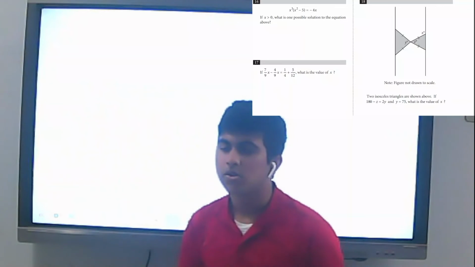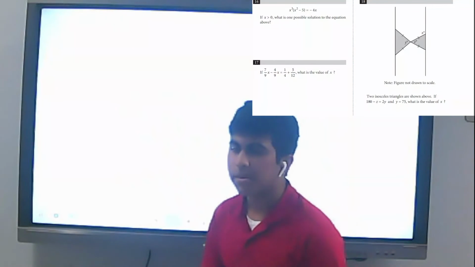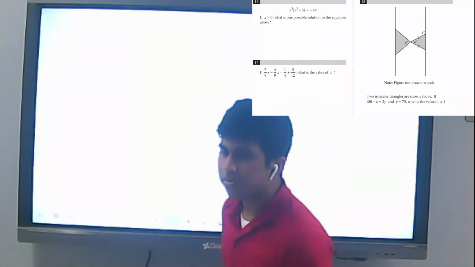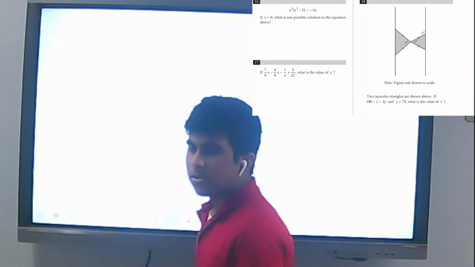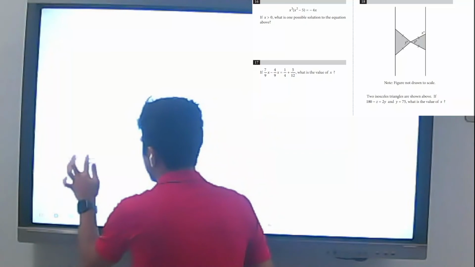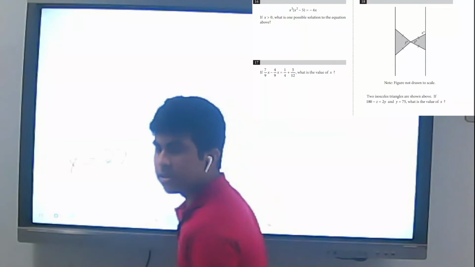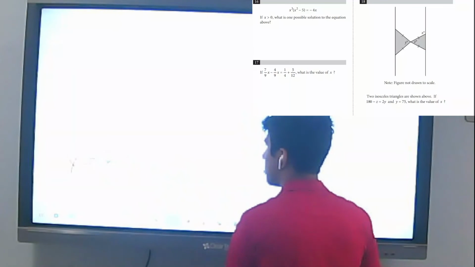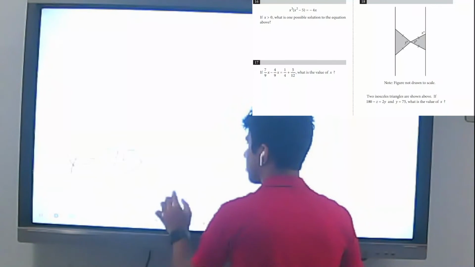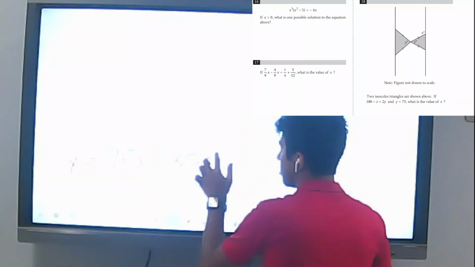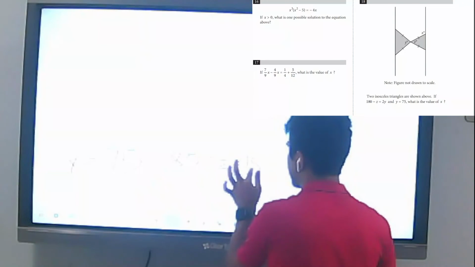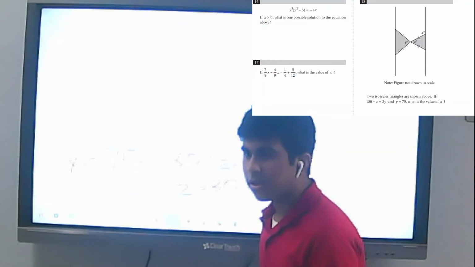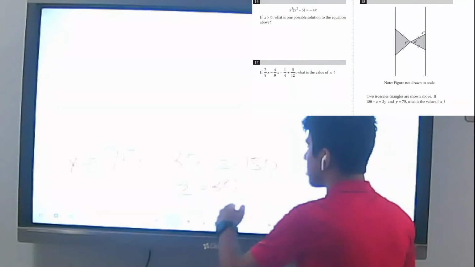Two isosceles triangles are shown above. If 180 minus z equals 2y and y equals 75, what is the value of x? Okay, so let's see. If y equals 75, and 180 minus z is 2y, so 180 minus z... why are there at 27? What? That's my fault. My brain just completely messed up. 180 minus z equals 2y, so 150. So z equals 30.